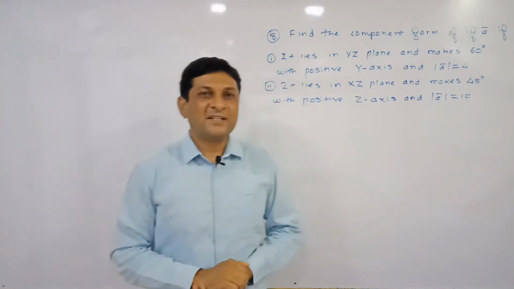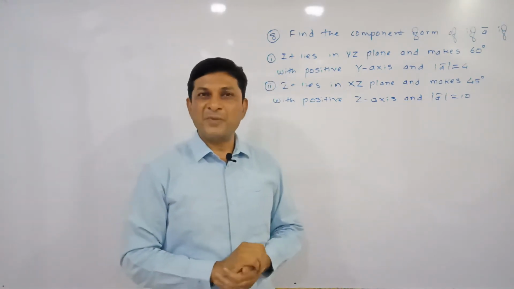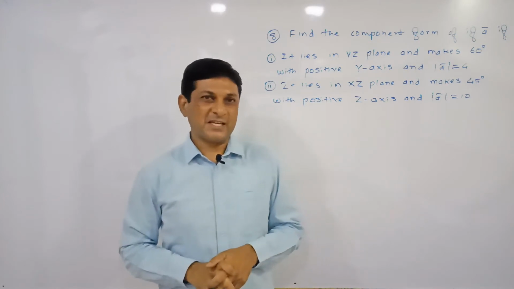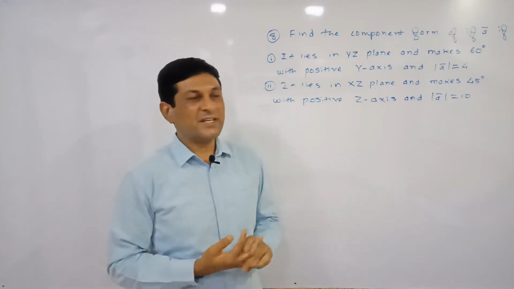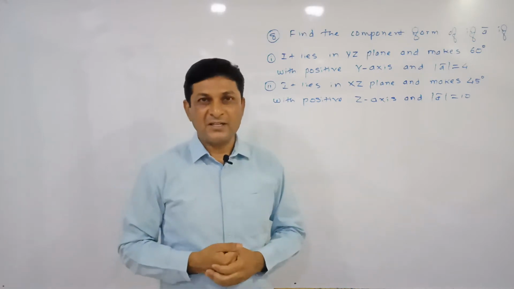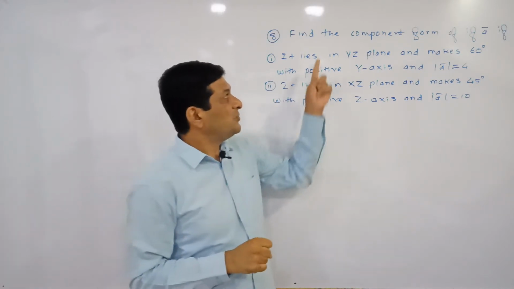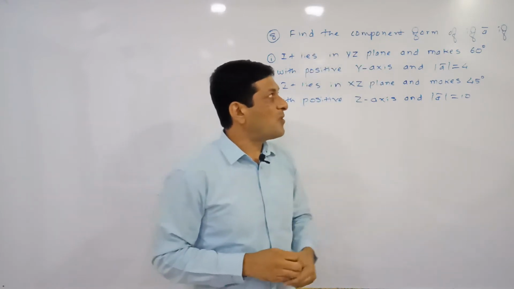See friend, in the last video we have completed the first 7 examples from question number 2 from miscellaneous exercise 5. Now we are solving question number 8. Observe the given condition in this example. Here we have to find out the component form of A bar.